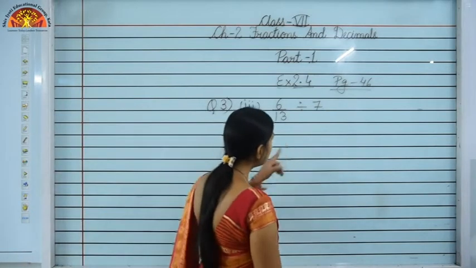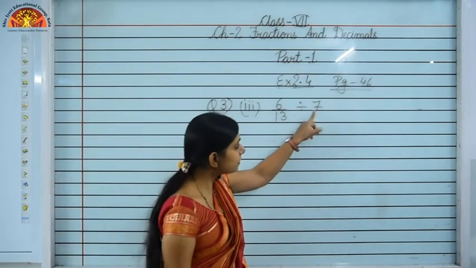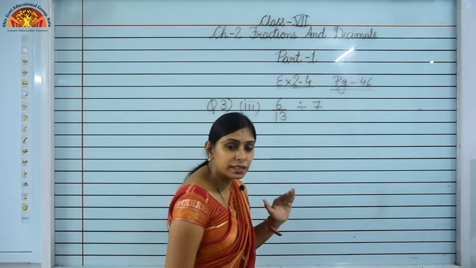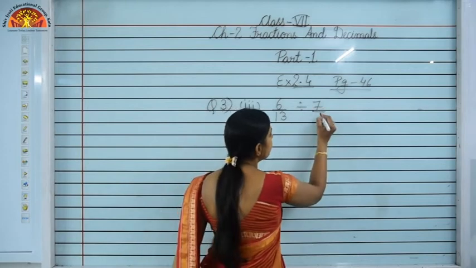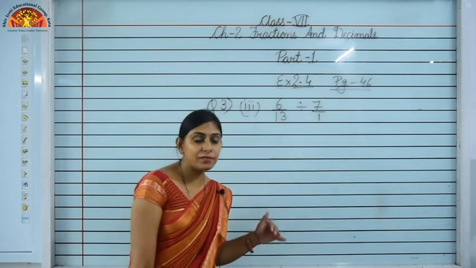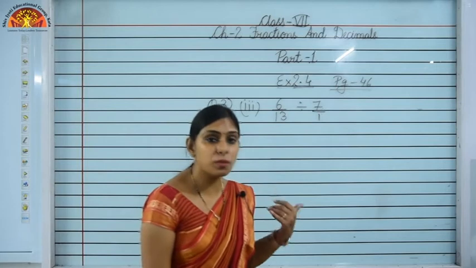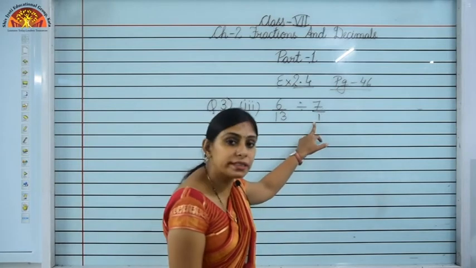Now just see children, this 7 is a whole number. 7 क्या है यहाँ पे whole number है. Denominator में कुछ भी नहीं, मतलब by default what is that? It is, yes, it is 1. Is it clear, students? Whenever there is no number in the denominator, it means by default there is 1.